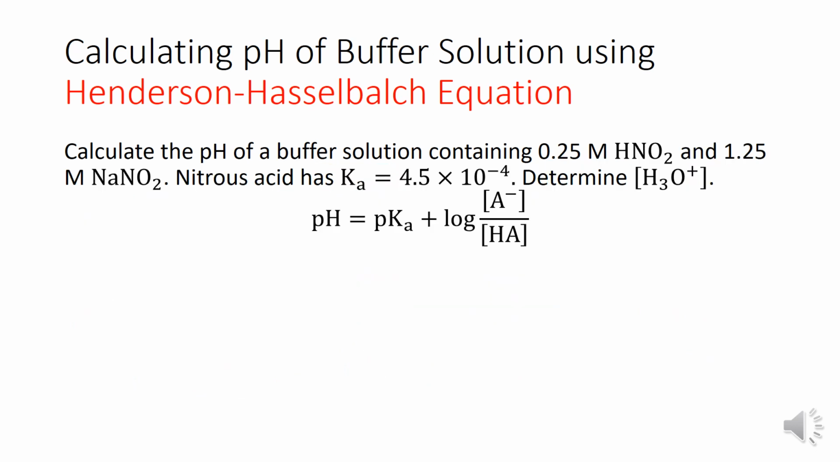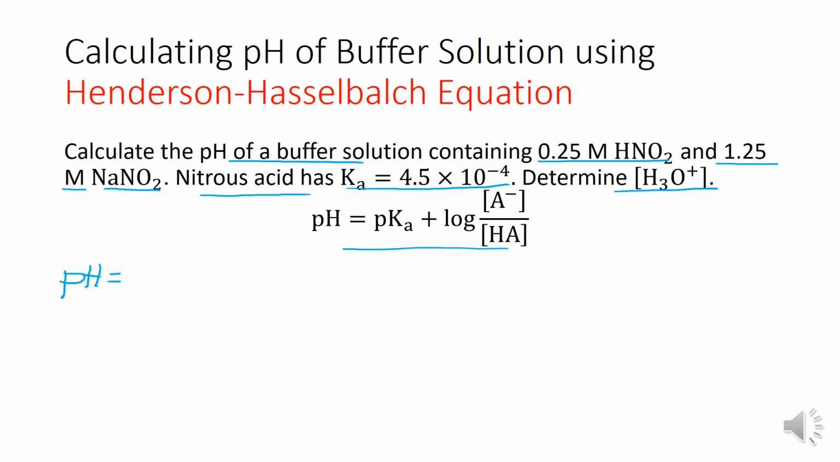Finally, we have to calculate the pH of a buffer solution containing 0.25 molarity of nitrous acid and 1.25 molarity of sodium nitrite. Nitrous acid has Ka equal to 4.5 times 10 to the negative 4. From the pH of the buffer solution, we also have to determine the hydronium ion concentration. So for the pH of the buffer solution, we simply have to plug in values into this Henderson-Hasselbalch equation.